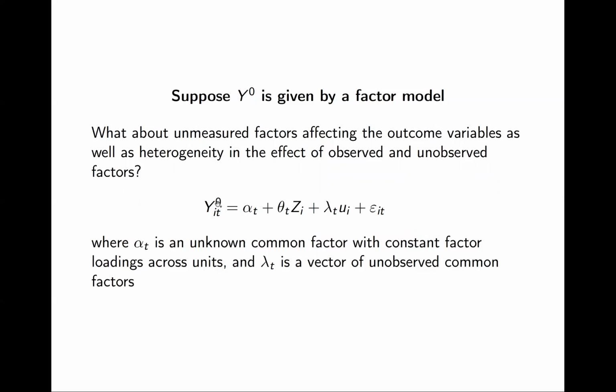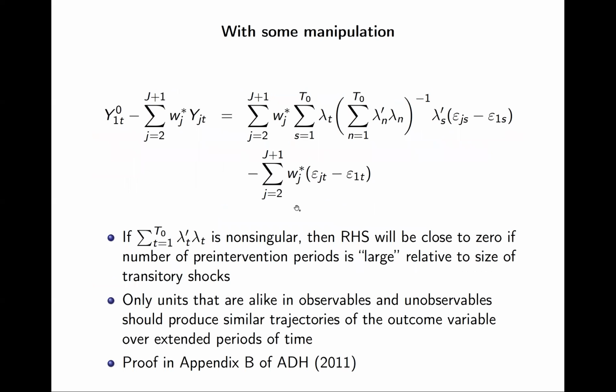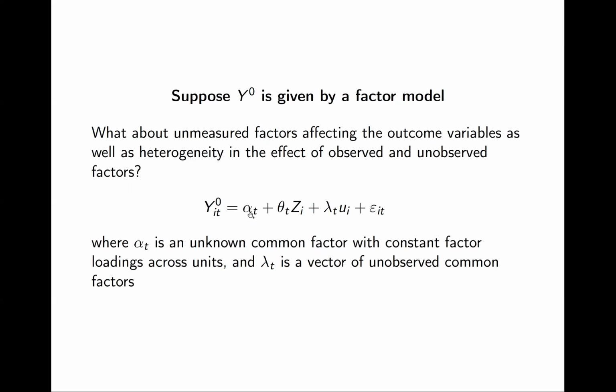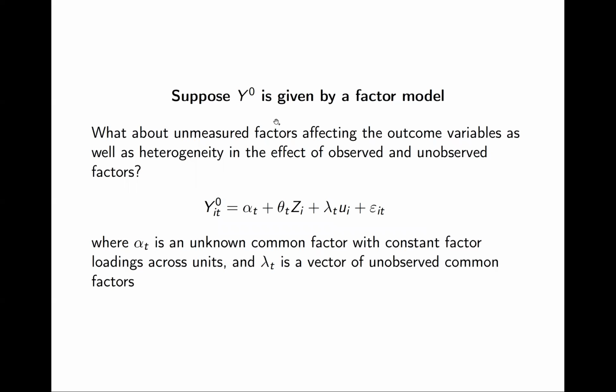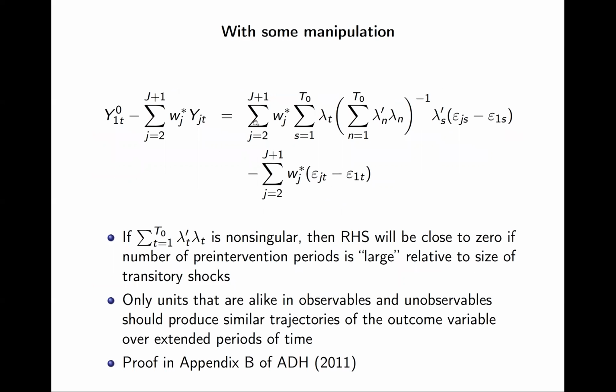What we're going to do is subtract from the left the synthetic control, and to the right, subtract what that synthetic control equals when it's expressed in terms of these four terms. So we're going to say y0 minus that synthetic control. Ultimately, this right here is going to be a weighted average over alpha t, so it's going to eliminate. And what you're going to end up getting is W star lambda, lambda prime lambda inverse lambda prime epsilon minus W star epsilon minus epsilon.